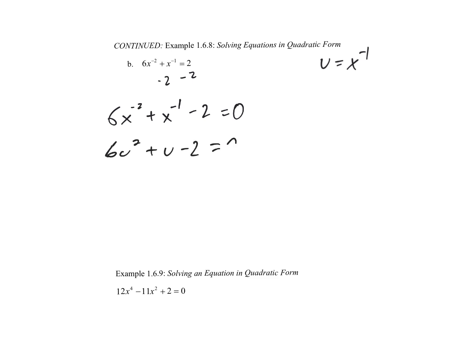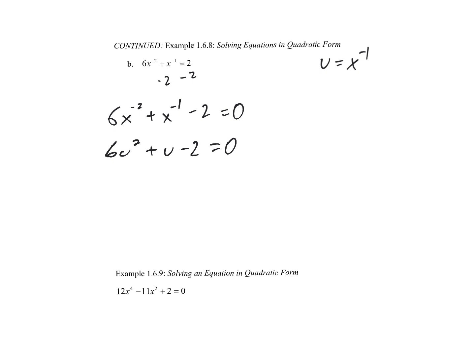Let's look at another quadratic form problem. So here we go. Let's do number 1.68b. Okay, so you can see we've got 6x to the -2nd, plus x to the -1 equals 2. And what we're going to use is, first we're going to move the 2 back to the other side so that it equals 0. 6x to the -2 plus x to the -1 minus 2 equals 0. And let's use that u is x to the -1 power. Okay, so here we go. We've got 6u squared plus u minus 2 equals 0.